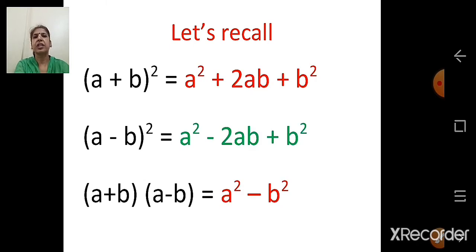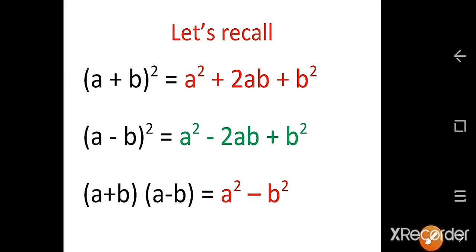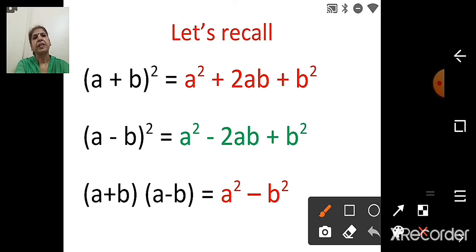Let's check the answers, children. (a plus b) the whole square is equal to a square plus 2ab plus b square. So this is a plus b. Two terms are there, right? When two terms are there, we call them binomials. In this, the first term is a, the second term is b. So (a plus b) the whole square is the square of first term plus 2 into first term into second term, 2ab, plus b square, that is the square of second term. So the formula is (a plus b) the whole square is equal to a square plus 2ab plus b square.